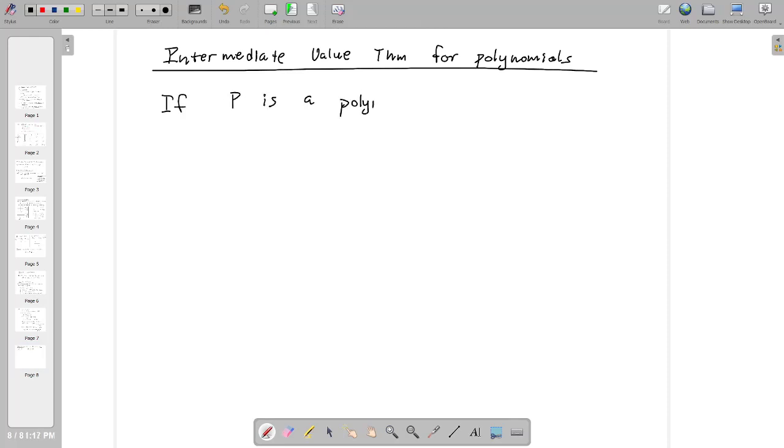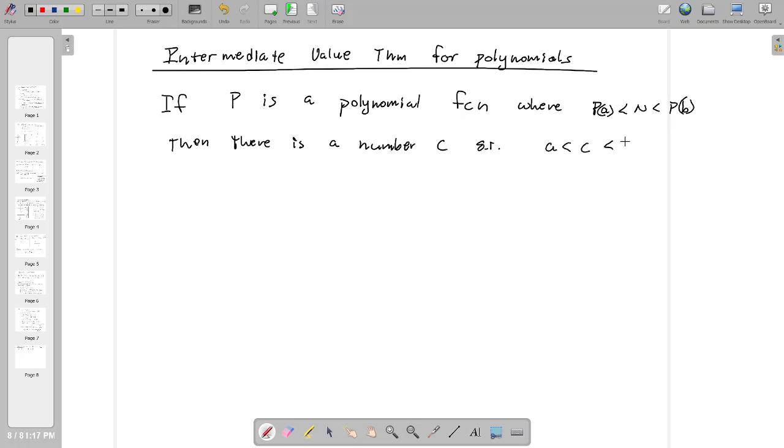If P is a polynomial function, where P of A is less than n is less than P of B, then there is a number C such that A is less than C is less than B, where P of C is equal to n. This is the intermediate value theorem.